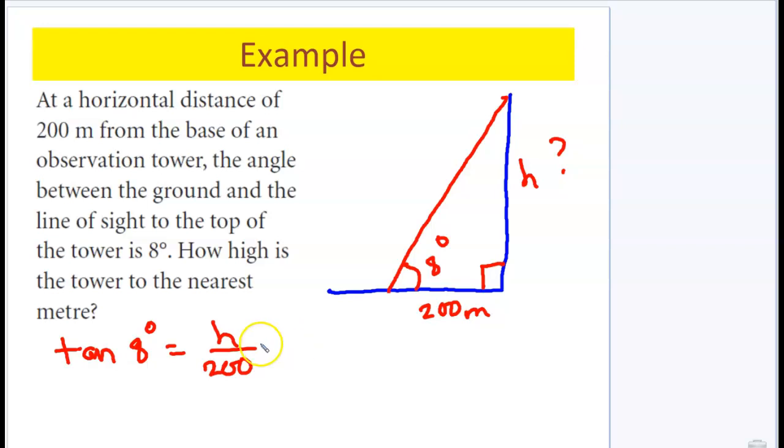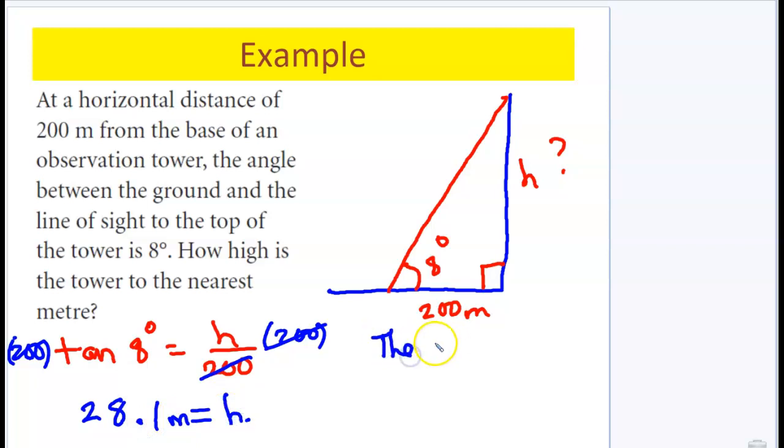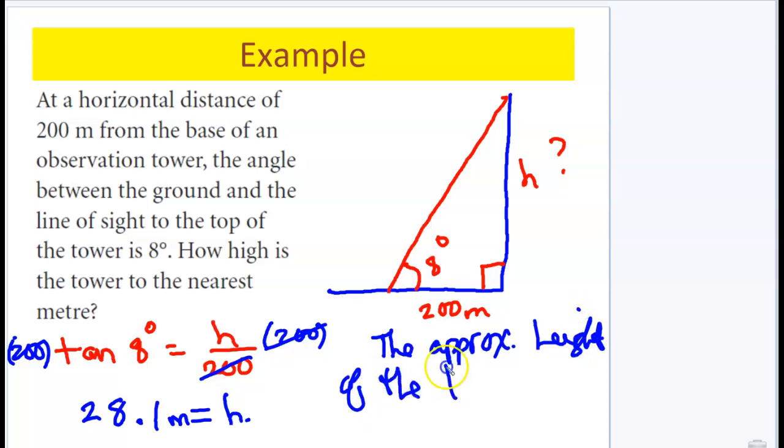So in this particular case, we're going to multiply both sides by 200. And the 200 cancels out on the right-hand side. So therefore, if I go 200 times the tan of 8 degrees, I'm going to get the height to be 28.1 meters. So then we would write a statement and say that the approximate height of the tower is 28.1 meters. And that would be the final answer.